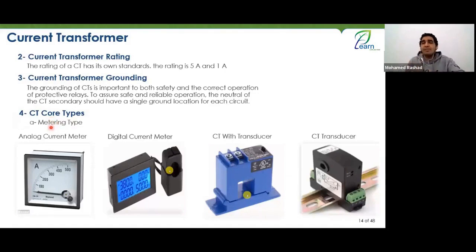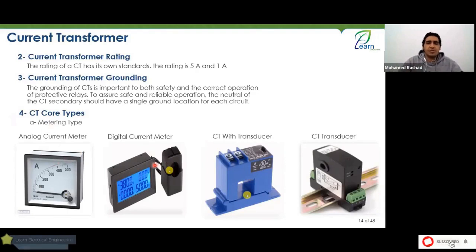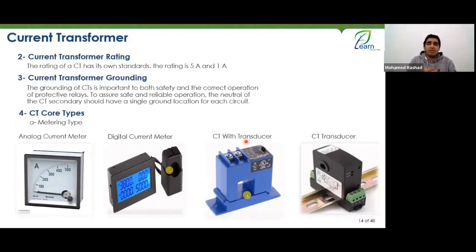There is a metering type, meaning a type of core that is used when I want to use this current transformer to feed the measuring device I have, such as the ammeter, power meter, energy meter, whatever. So here it would be used to supply an analog ammeter, for example, or a digital meter, like the LED, for instance. Or when I have a CT with a transducer, I take its current, of course, which is 1 ampere or 5 amperes, then convert it to a 4-20 milliamp signal loop that I send to the SCADA or any monitoring system I have.